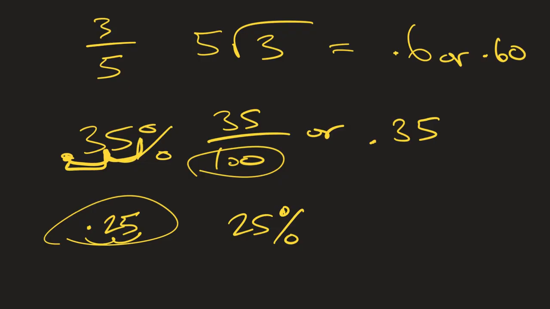If we want to create a fraction out of 0.25, the 5 is in the hundredth spot. So that would be 25 over 100, and this would reduce to 1/4. So with fractions, decimals, and percentages, you need to be able to convert between the different formats, so be prepared.